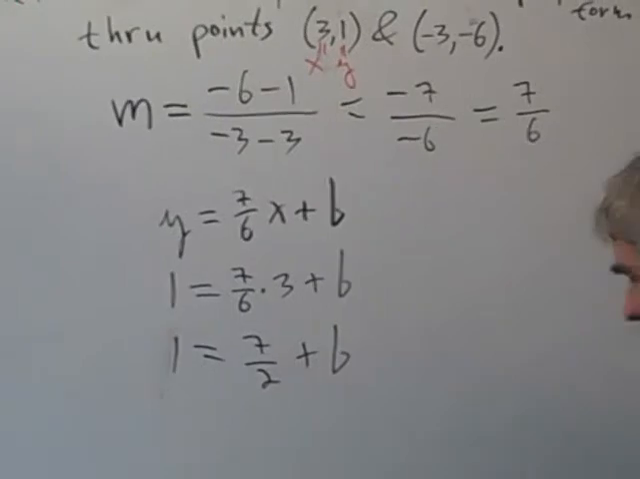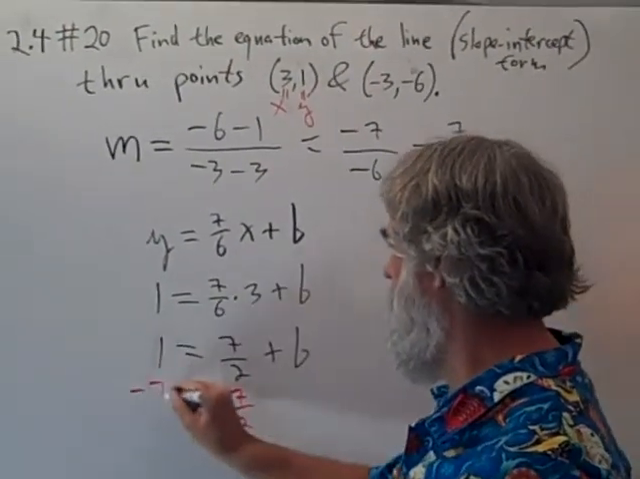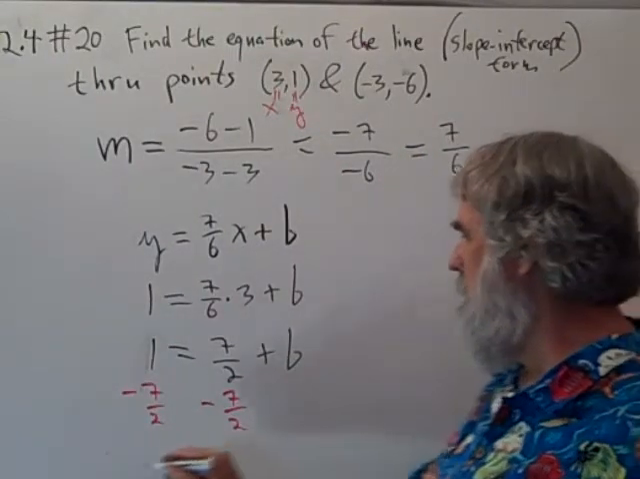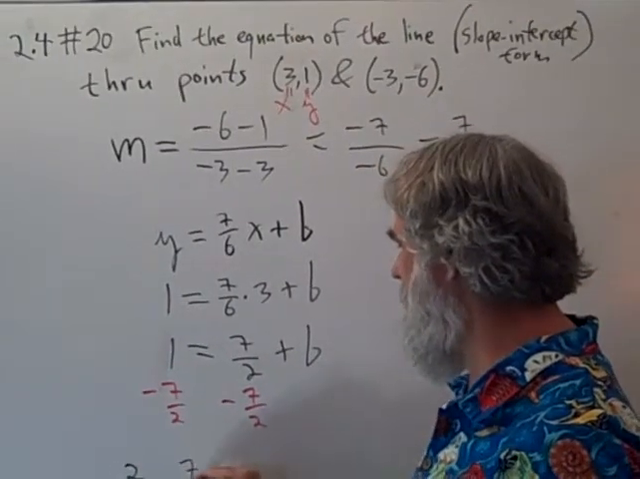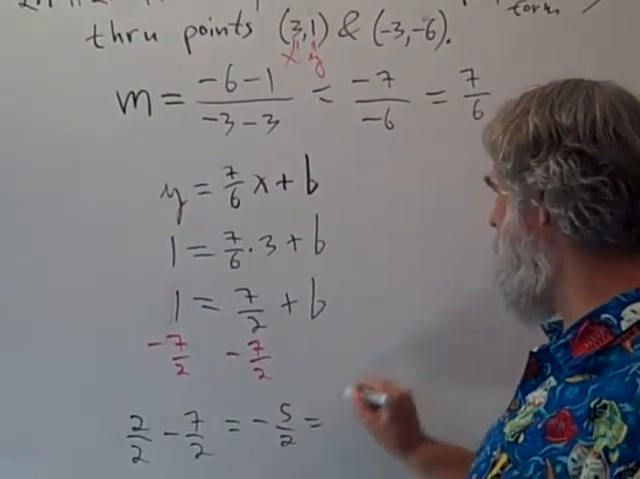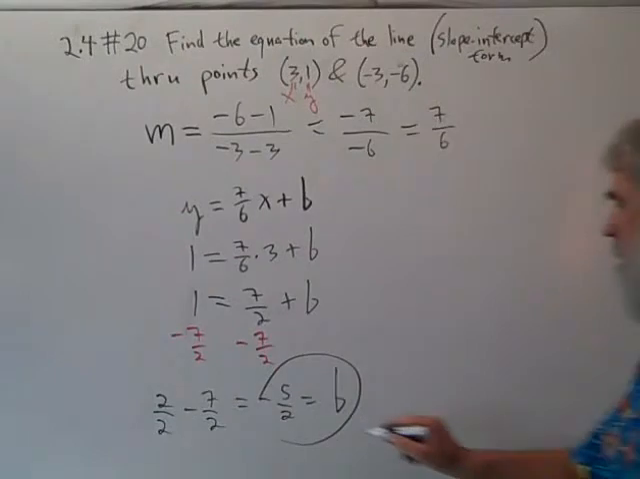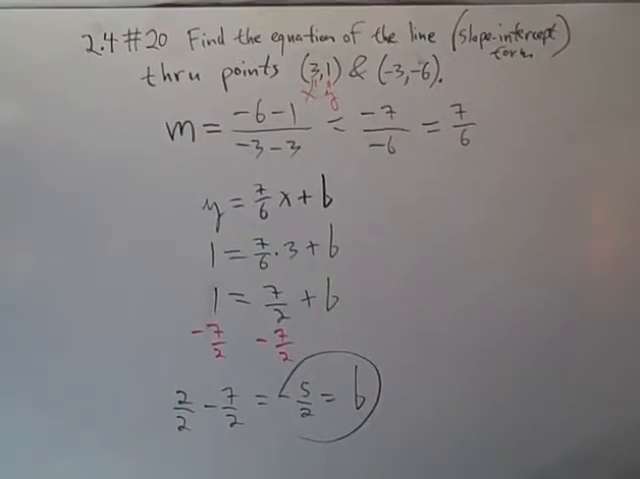Now if we take away 7/2 from both sides, 1 minus 7/2, that's 2/2 minus 7/2, that'll end up equaling negative 5/2. So that's what our b equals. Negative 5/2. Well, now we know the equation of our line.